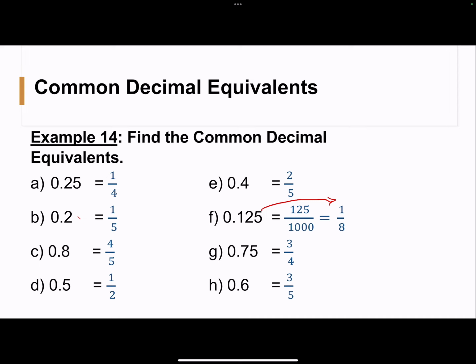So try to get accustomed to what these common decimal equivalents are and their fractions, these compatible numbers, so that as you're doing word problems or as you're doing lessons, you're going to be able to use the compatible numbers without actually having to plug it into a calculator or to figure out what that fraction is. Should be common knowledge.